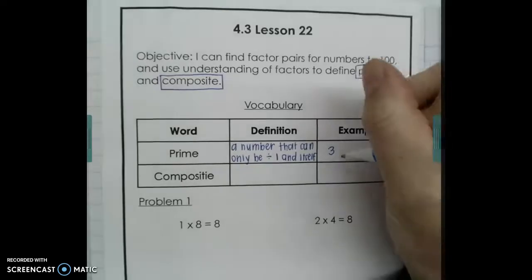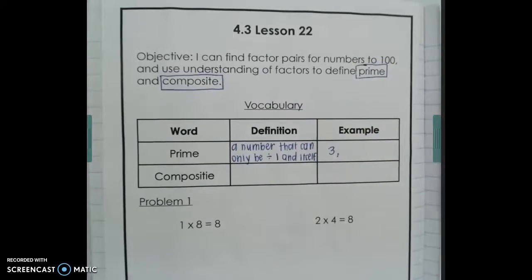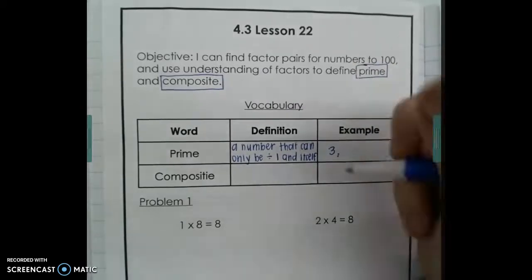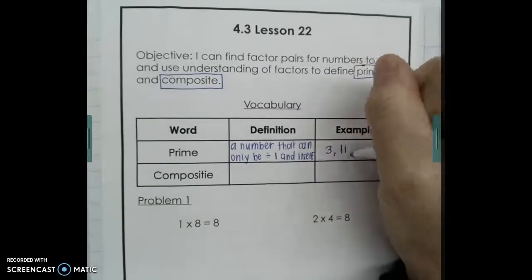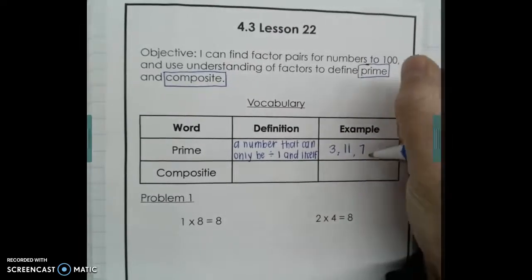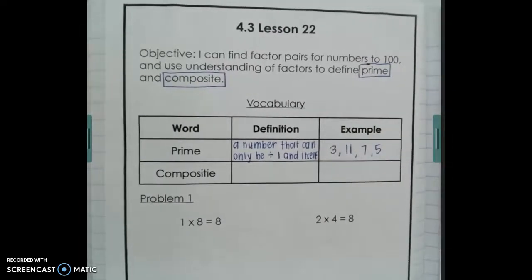So can you brainstorm any other numbers that can only be divided by 1 in itself? Like I know 11, 7, 5. And you can keep writing some more down when you come to think of them. But it's really nice to know prime numbers because when you're dividing and you know that only 1 goes into it, you can make your division go a lot quicker. So a composite number would be the opposite, right?